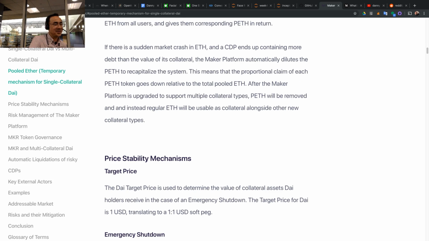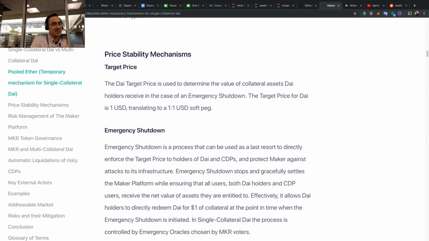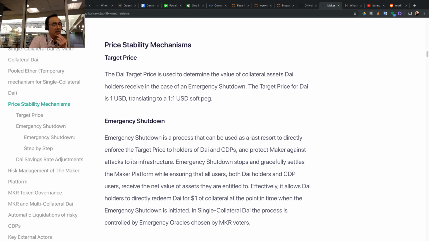Okay, this is important. This is the one I hope I can find the answer to here. So the price stability mechanism, target price. The DAI target price is used to determine the value of collateral assets. What time is it now? I think it's 30 minutes already.